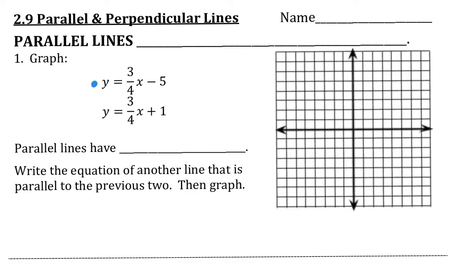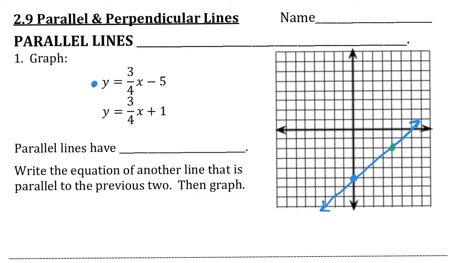So for the first equation, the y-intercept is -5, so on the y-axis, I'm going to go to -5. Okay, my slope is 3/4, so I'm going to go up 3/4. And I'm going to go ahead and draw that line in, and I'm going to go to the second line and graph it on the same axes.